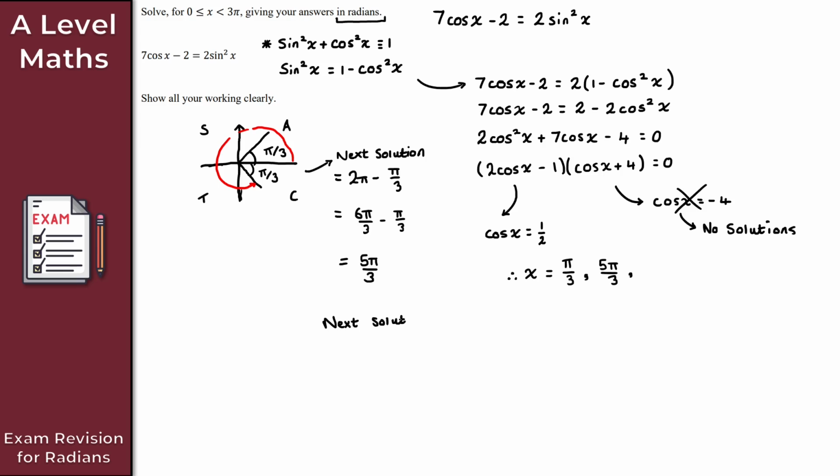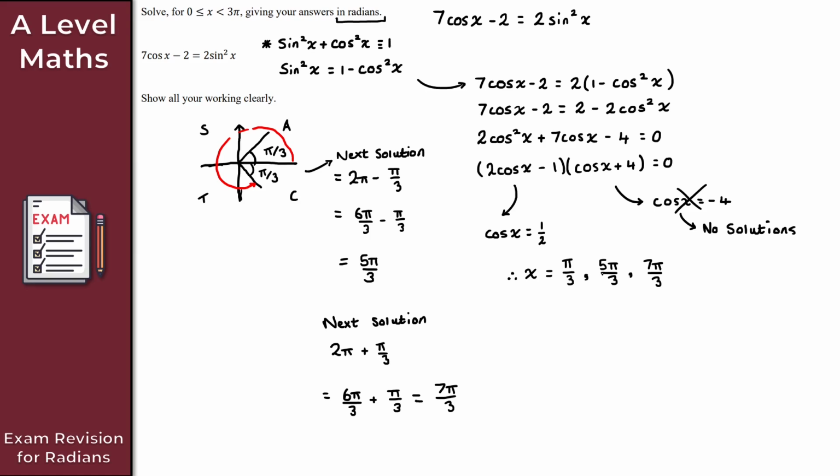So next solution here is going to be 2 pi plus this angle here, so pi over 3. So in that case then, just get this over a common denominator here. And if we do that, we get 6 pi over 3 plus pi over 3, which gives us 7 pi over 3 there. So that then is my next solution, so 7 pi over 3.